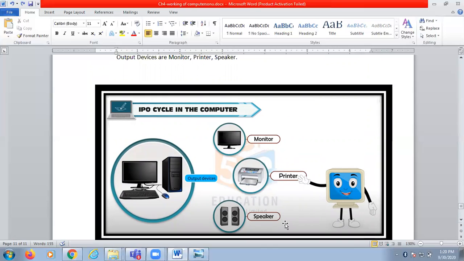Girls, we will be revising the IPO cycle in the computer once again in the next class, in the next session. Okay, I hope the live examples are clear to you. But the IPO cycle in the computer, we will be learning in the next class also.